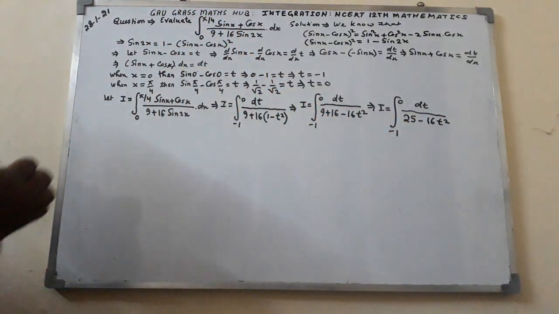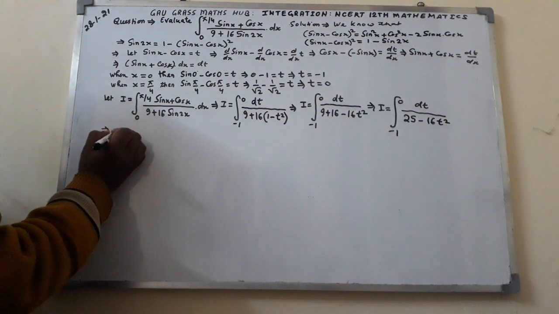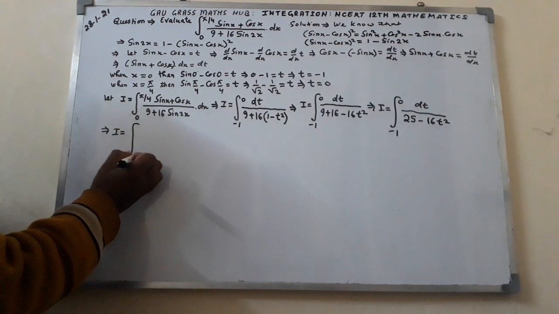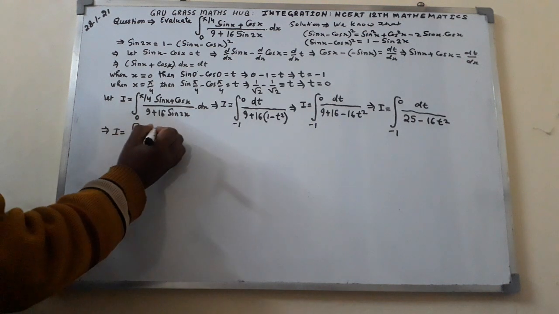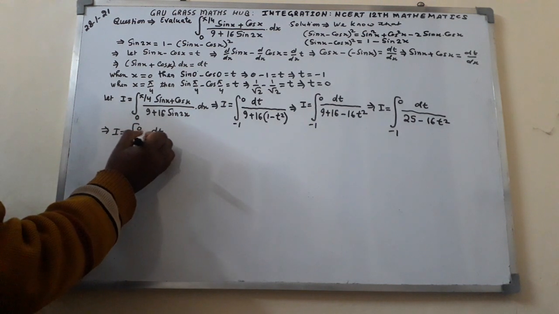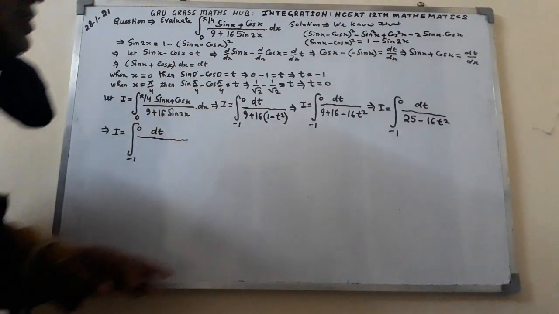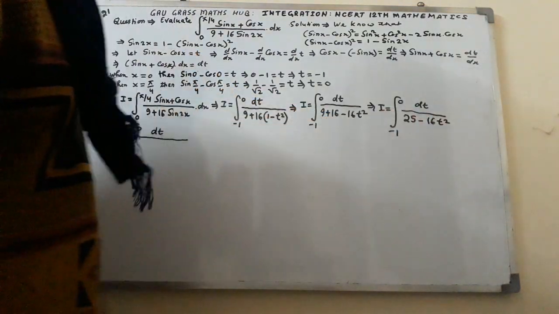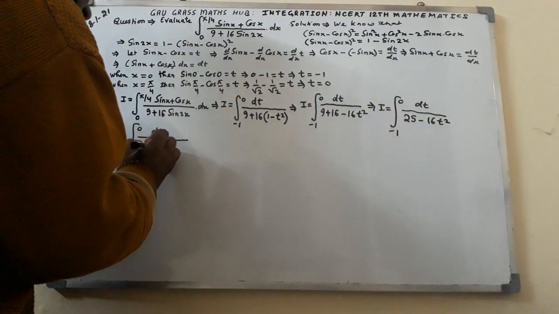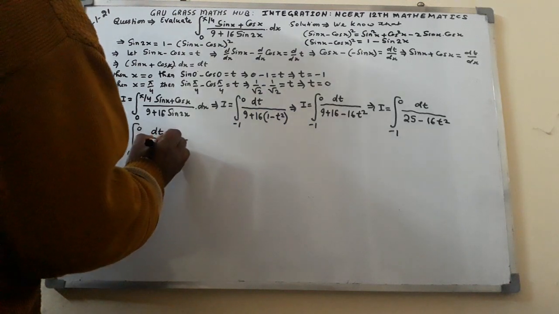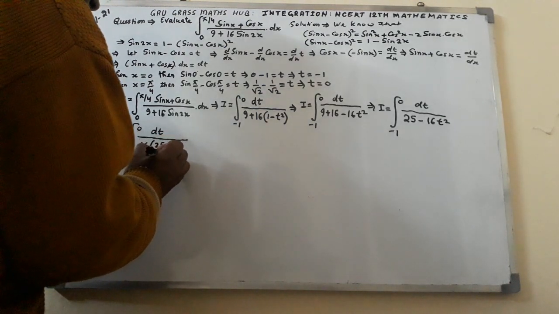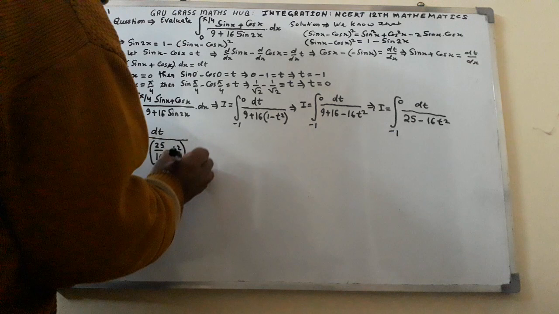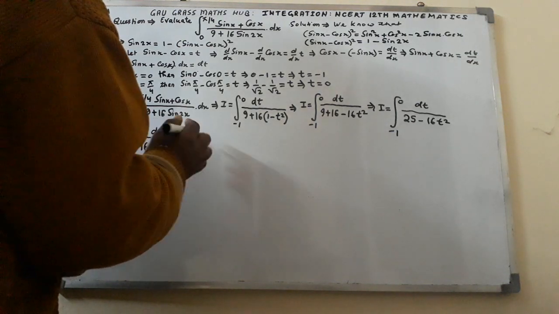Again I shall write, implied that I equal to integral from minus 1 to 0, dt whole over, here what to do, take 16 as a common. So here I shall take 16 as a common. In bracket I shall write 25 over 16 minus t square. This thing I shall write.